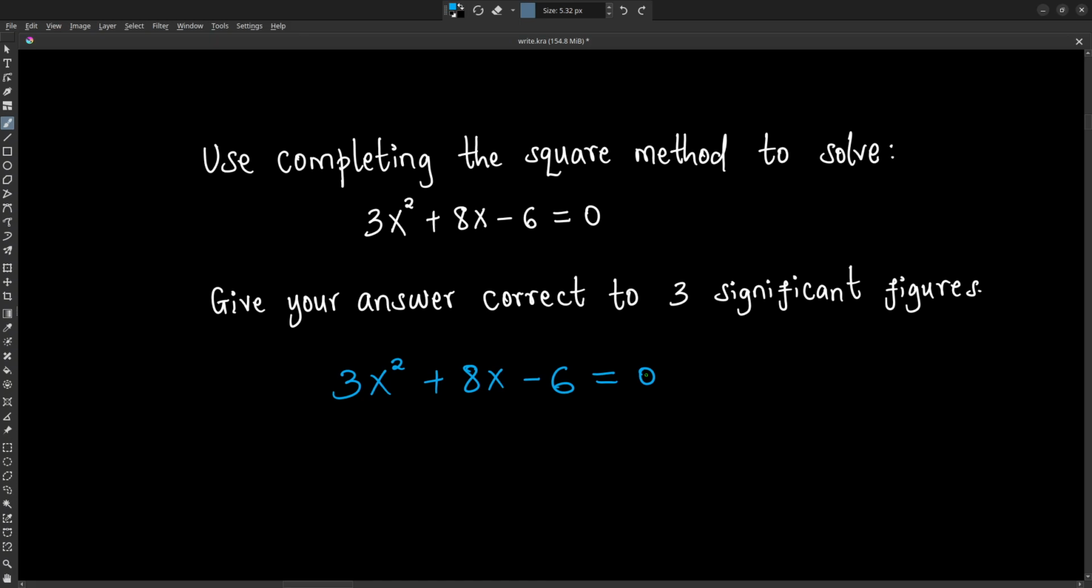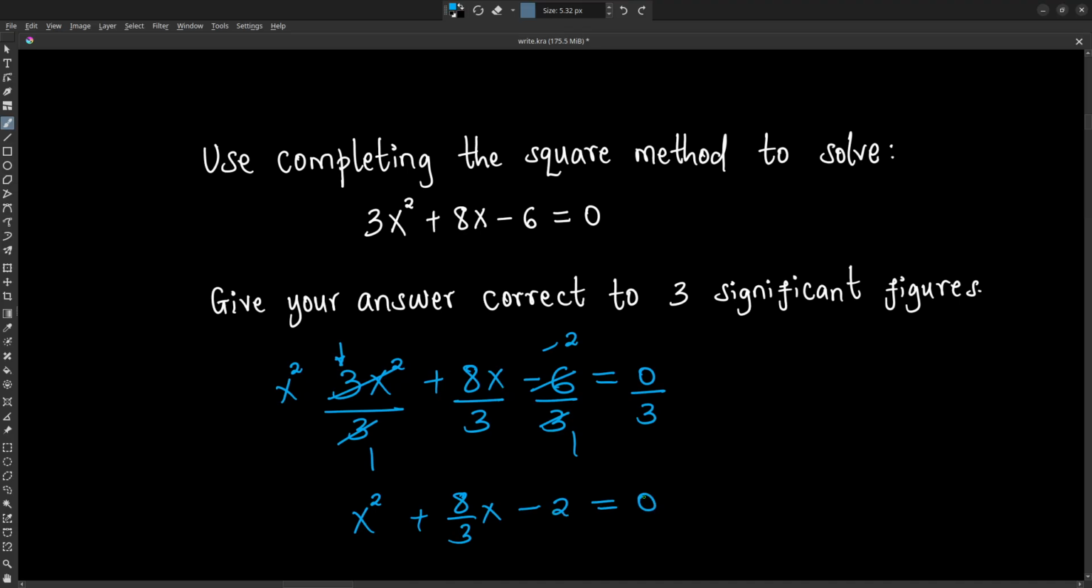0. Now, to complete the square, we need to ensure that the coefficient of x squared is 1. So to do that, we are going to divide through each term by 3. So divide by 3, divide by 3, divide by 3, divide by 3. So 3 divided by 3 is 1, and we are left with x squared. So the first term becomes x squared. Then the second one is 8 over 3 x. And then by 3, this is 1. By 3, this is negative 2. So this becomes minus 2. And all this is equal to 0, since 0 divided by 3 is 0.